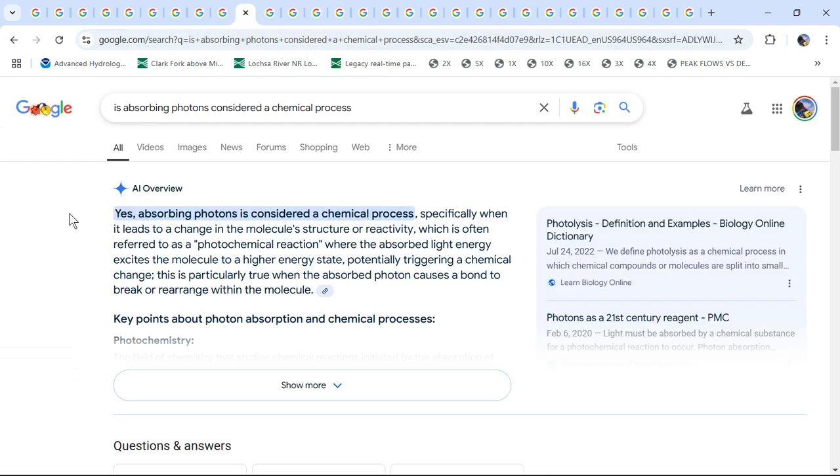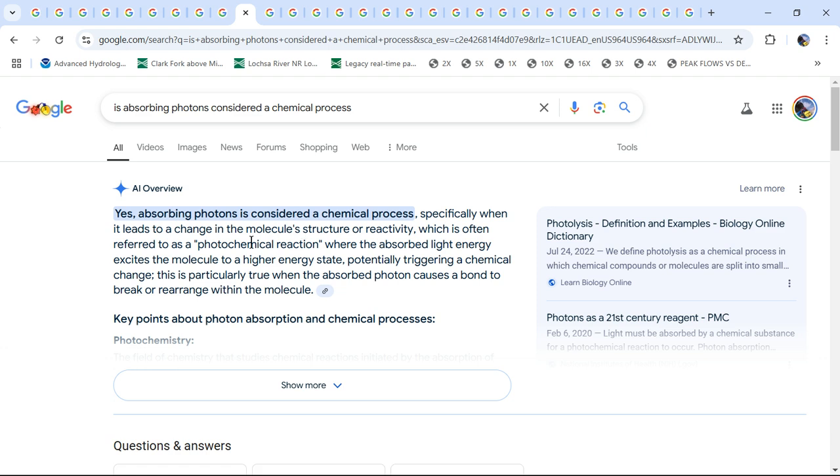Okay, so let's see what we got for questions. Is absorbing photons considered a chemical process? Now I'm just fascinated with what is chemistry? You know what I mean? That's basically what I want to know, what's the limitations of chemistry, or what's the classifications of chemistry where chemistry doesn't become chemistry no more? But yeah, if you absorb a photon, it's still considered a chemical process.